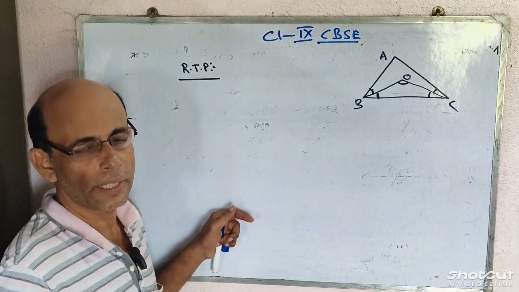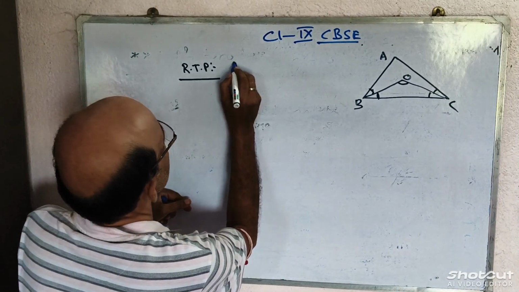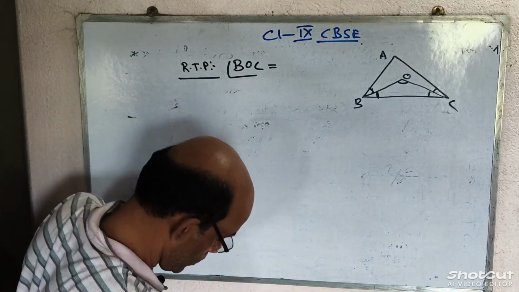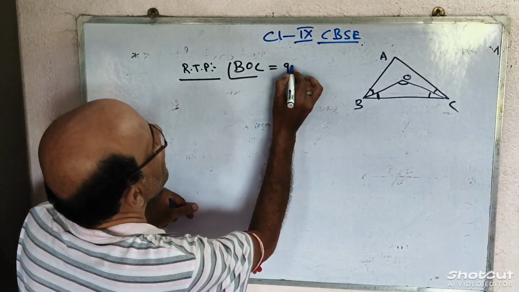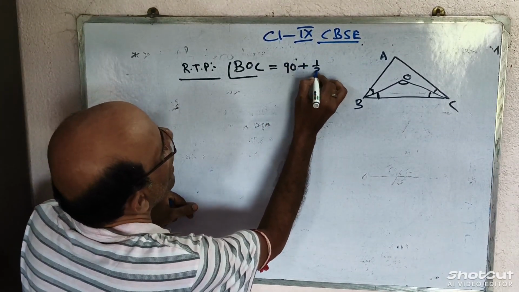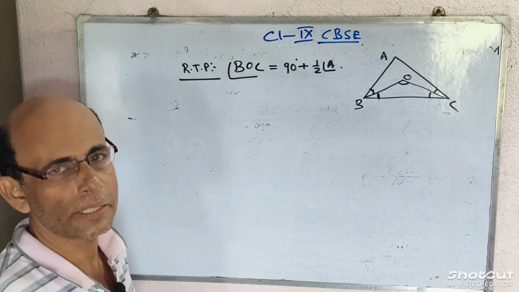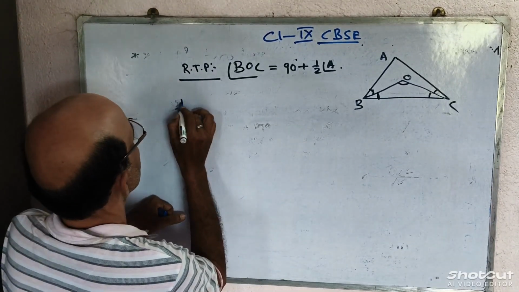Today's four sums are all very very important for the mid-term exam. Angle BOC is equal to 90 degree plus half angle A. You have to prove it.